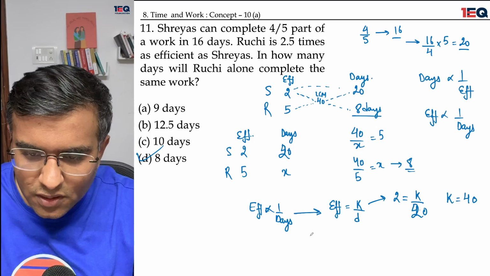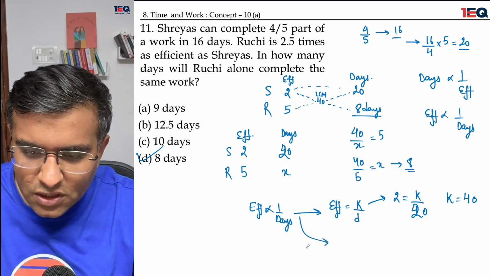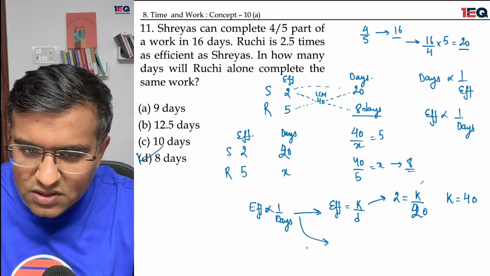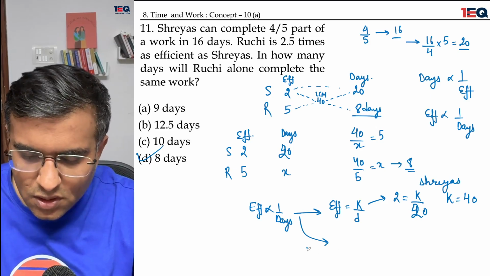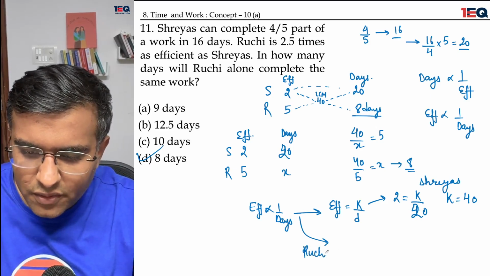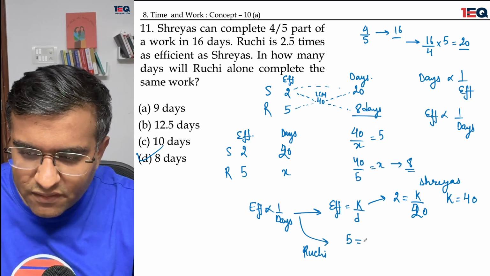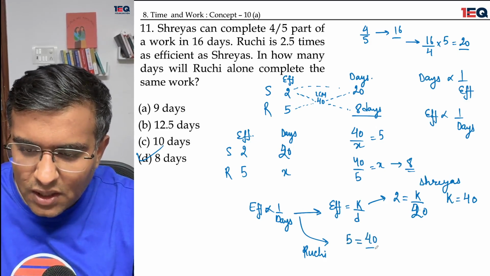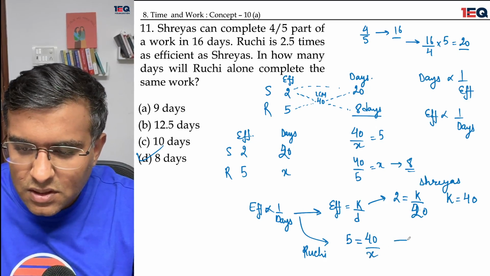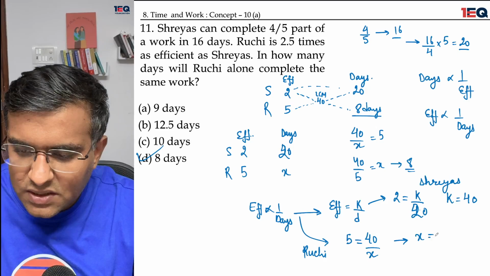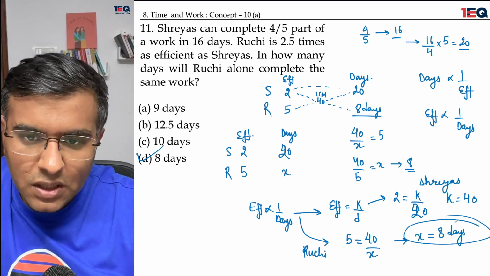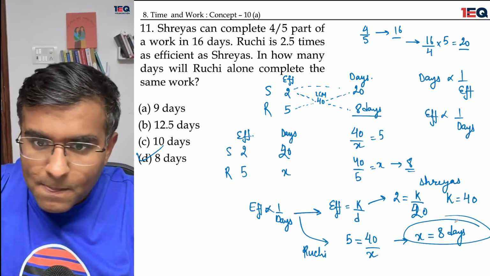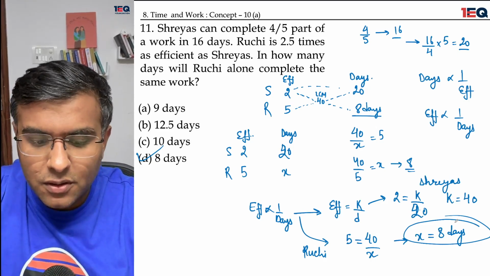Similarly, if I apply it for Ruchi, this was for Shreyas. If I try to find it out for Ruchi, the efficiency is 5, the value of k is 40, and x is the number of days. In this manner, the value of x would come out to be 8 days. I hope I'm clear. Moving on.